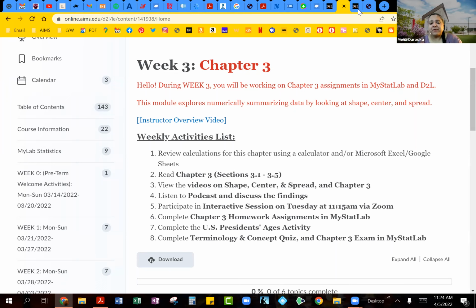So chapter 3 focuses on measures of central tendency, measures of dispersion or variation, and measures of position. That's going to be the big part of chapter 3, and of course stuff surrounding it. As you can see, we'll be talking about the shape of our distribution. We'll be getting into the center, the spread.